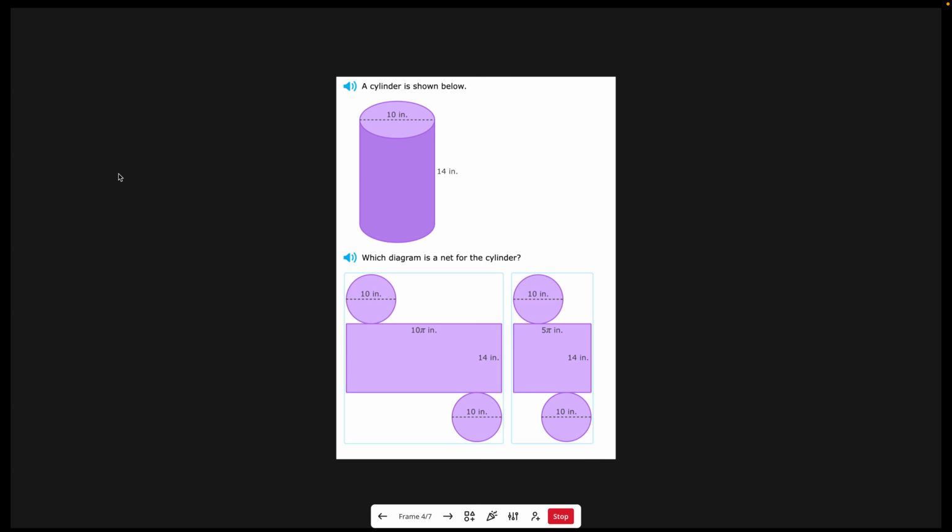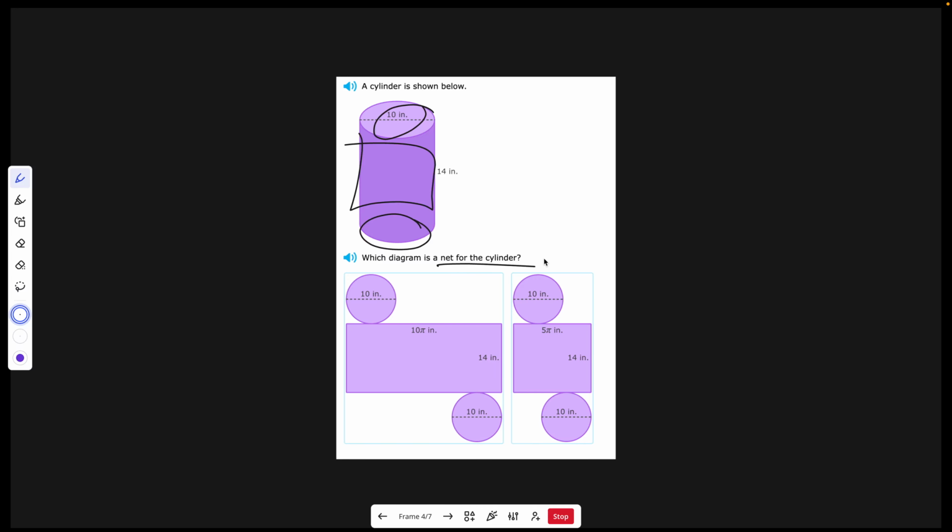Here we go. So it says a cylinder is shown below. A cylinder has a circle on the top, a circle on the bottom, and then a rectangle in the middle. And it says, which diagram is a net for the cylinder? The only difference between these two answers, if you look carefully, is this 10 pi, 5 pi. Where are they getting this? Well, this is the rectangle. So let's focus on the rectangle for a second.